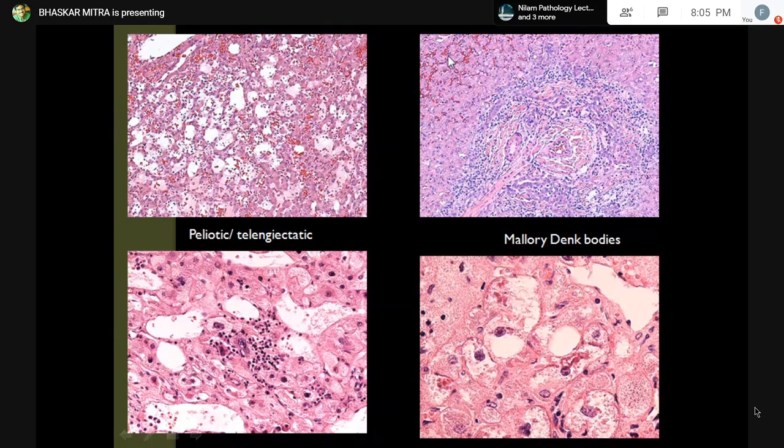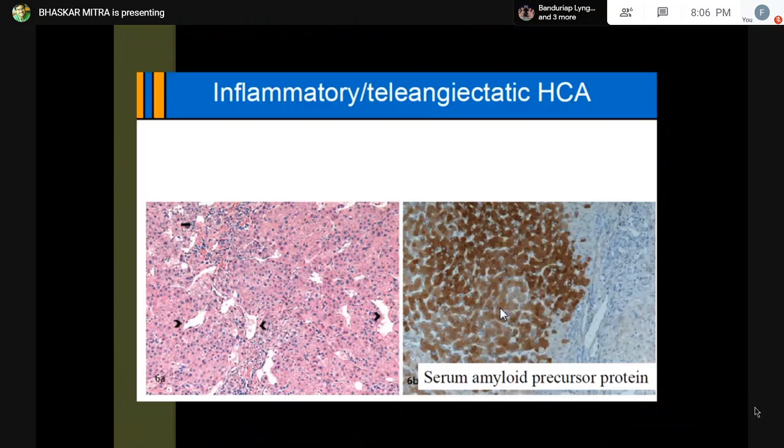Again, there are peliotic-like areas. Here there may be small, thin-walled ectatic blood vessels, which are hemorrhagic. Again, there is an amount of inflammatory infiltrate. Individual hepatocytes show hydropic or sometimes steatotic changes. Ectatic blood vessels are there, and characteristic Mallory bodies can be seen in these degenerated hepatocytes. Now these inflammatory hepatocellular adenomas, showing telangiectatic areas and inflammatory infiltrates, show strong expression of serum amyloid A proteins.